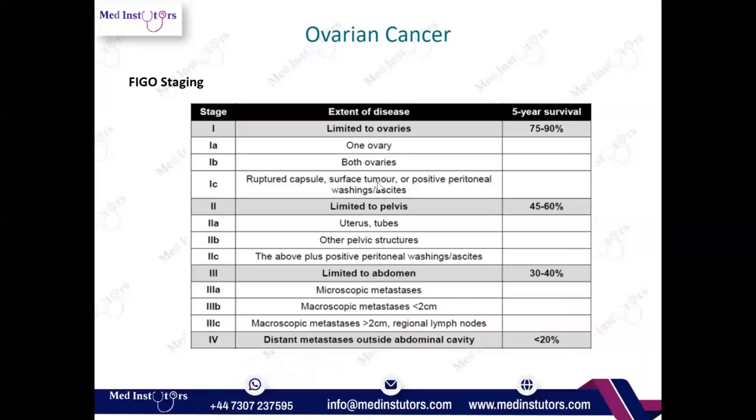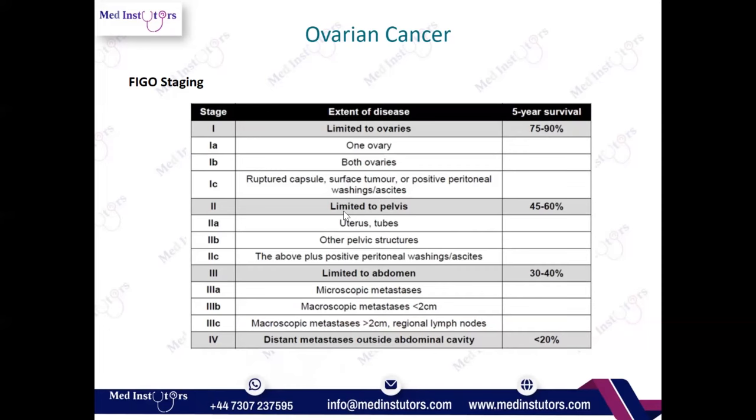So now, please note this point. Even in stage 1, there may be peritoneal washing or ascites. So don't label a patient with stage 4 if you find that the patient has ascites, because now you are imagining that there may be metastasis going on. No, again, even in stage 1, there could be ascites, there could be positive peritoneal washings.